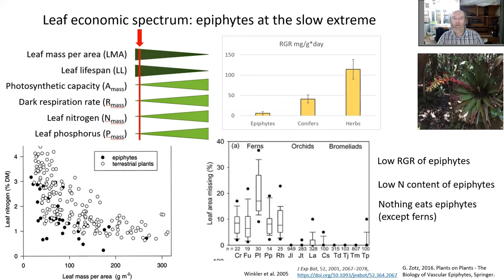So that shows that if you are really serious about protecting your leaves from herbivores, you can actually invest heavily and you can actually do it. But how costly it is, that's another matter. For epiphytes, certainly orchids and bromeliads, it's certainly worth the effort. And so that's why nothing basically eats them.